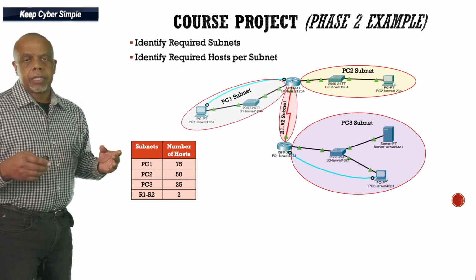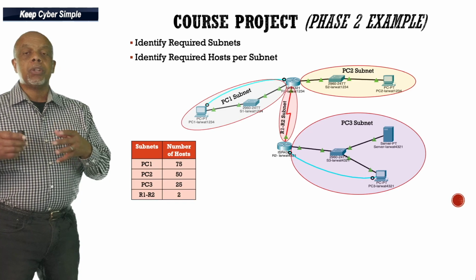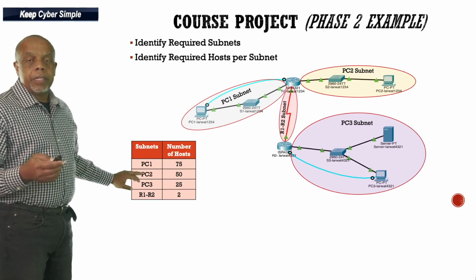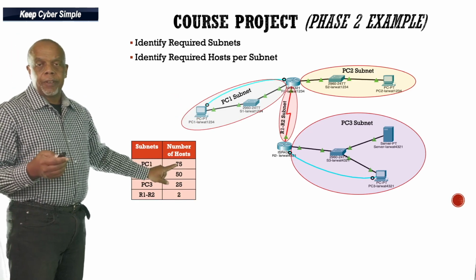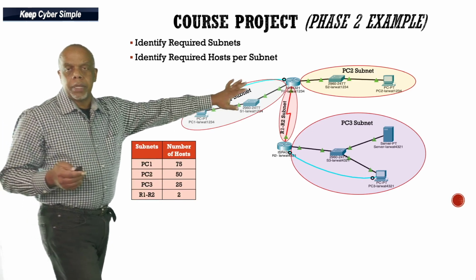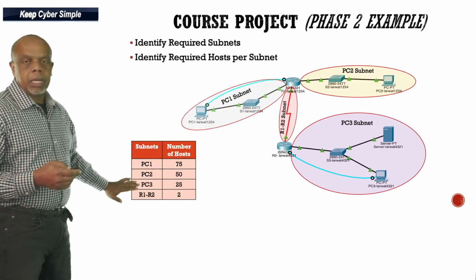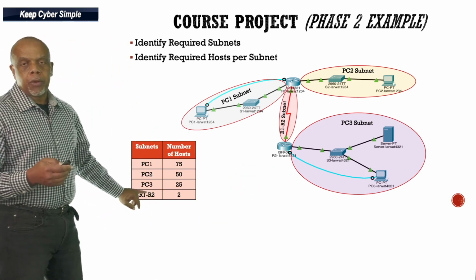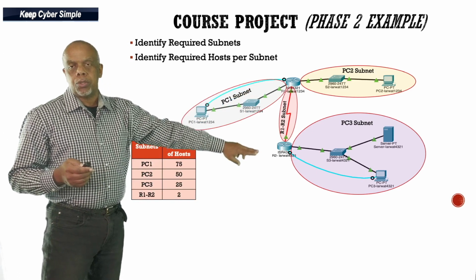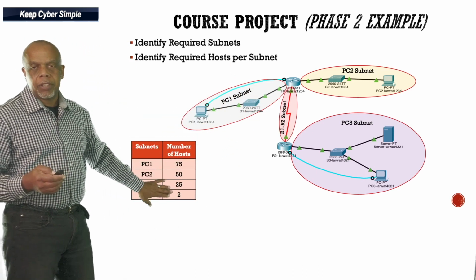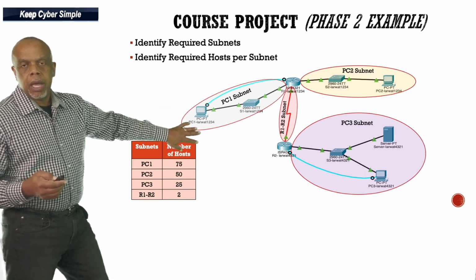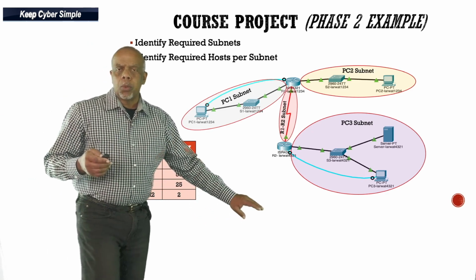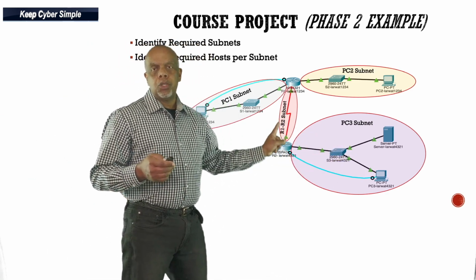The next thing you want to do is identify how many hosts you're going to need per subnet. Now, in our project, in our class, in the PC1 subnet, we're going to need 75 hosts. In the PC2 subnet, we're going to need 50 hosts. In the PC3 subnet over here, we are going to need 25 hosts. And from router 1 to router 2, we're going to need 2 hosts, 2 IP addresses. When I say hosts, think of these as IP addresses. You're going to need 75 IP addresses here, 50 IP addresses here, 25 IP addresses here, and 2 IP addresses there.